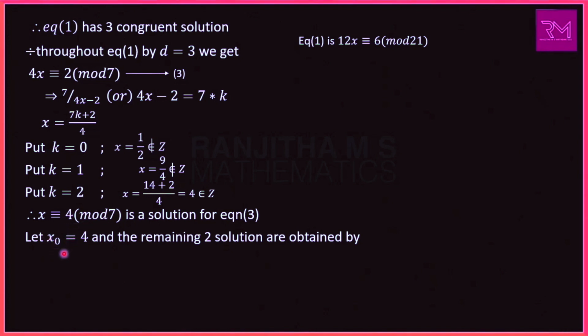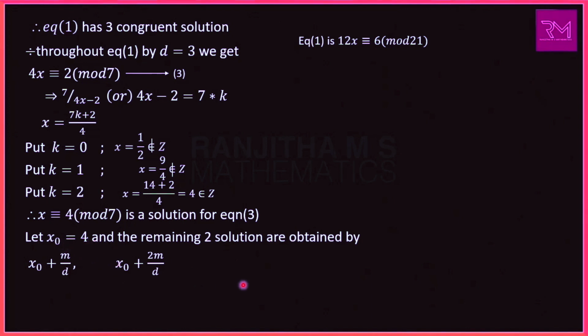Next step, we take x naught is equal to 4 and find the remaining 2 solutions by the formula x naught plus m by d and x naught plus 2m by d. We already discussed in the working procedure that to find the d-congruent solutions, the formula is x naught plus m by d, x naught plus 2m by d, etc., up to x naught plus d minus 1 m by d.